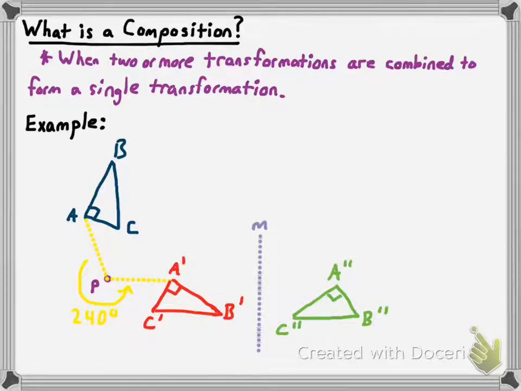And then we went through another transformation, a reflection. We took the image of the rotation and we reflected it in this line M to get the final image of the composition. So the composition mapped triangle ABC all the way to triangle A double prime, B double prime, C double prime. You see how the prime notation is applied if you have a series of images. One apostrophe means it's the first image, two apostrophes will be the second image, three apostrophes will be the third image, and so forth. Well, that's an example of a composition, whenever two or more transformations are combined to form a single transformation.